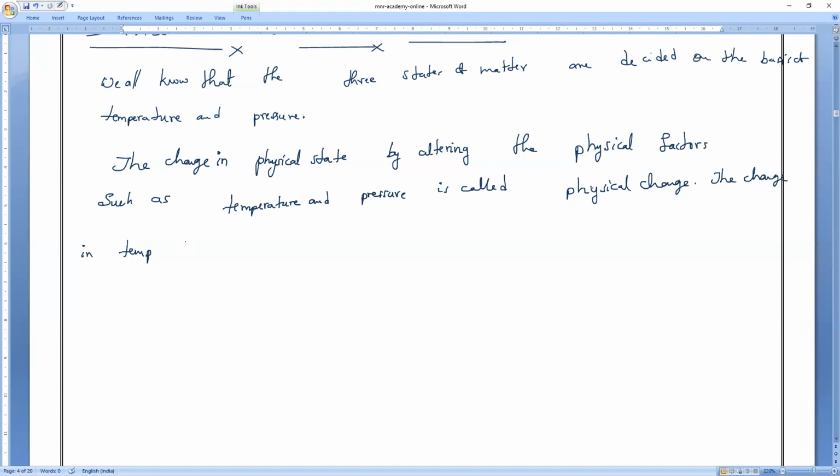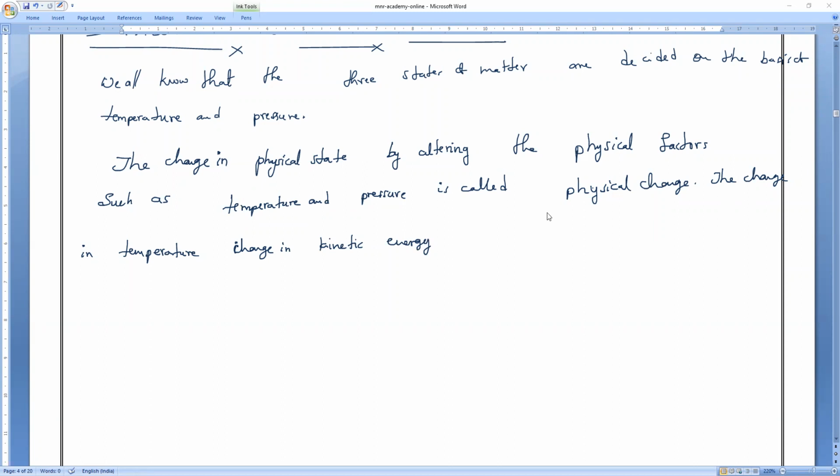Change in temperature. What will come? Kinetic energy changes. That's all correct or not? So the change in temperature means a change in kinetic energy. Why am I not saying here increasing or decreasing kinetic energy? Because I'm not specifying either increasing or decreasing temperature. Very good.